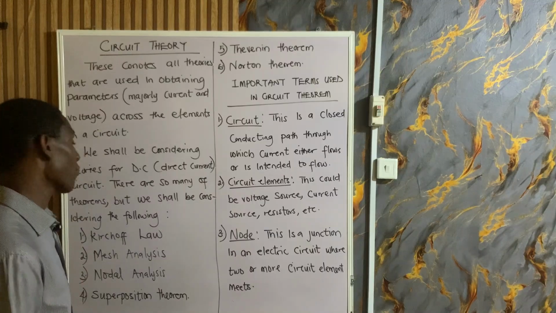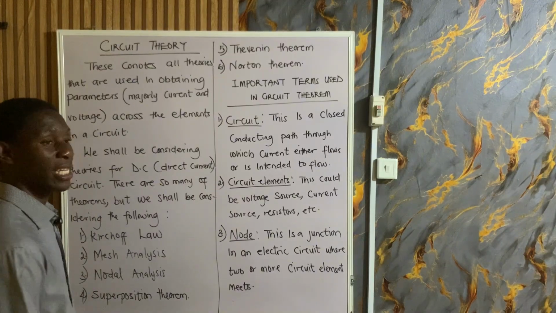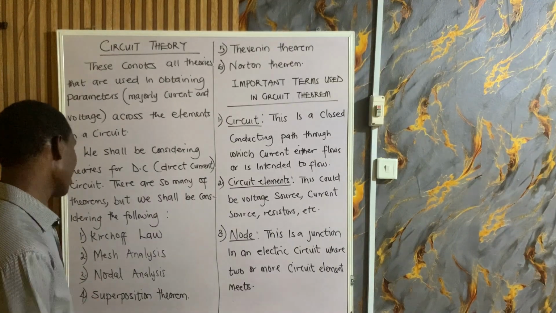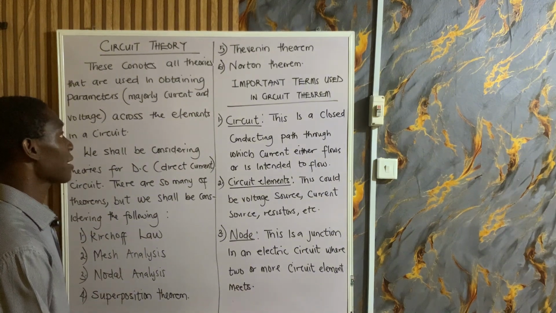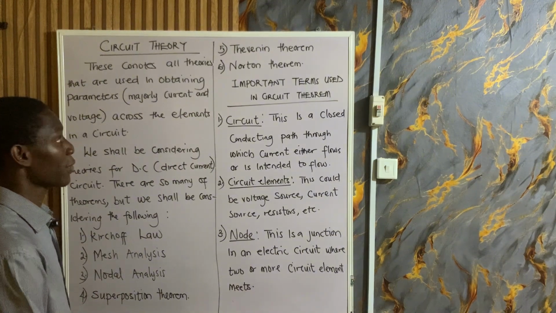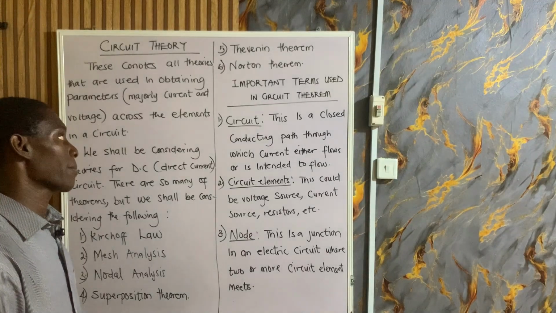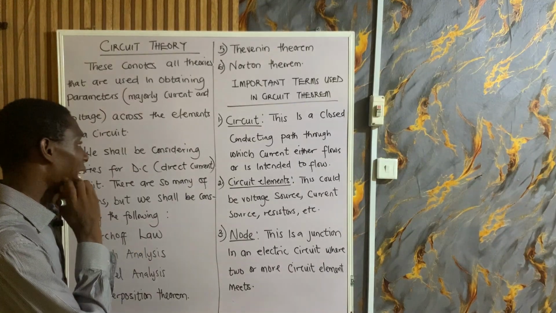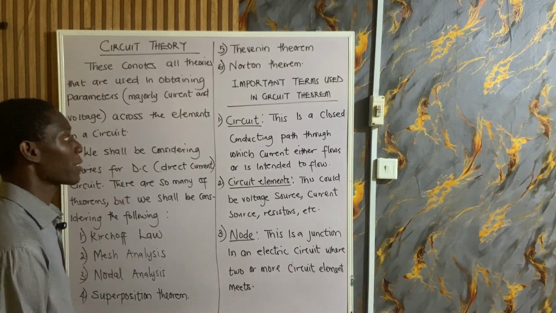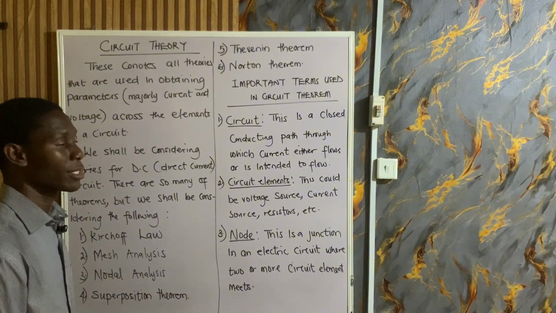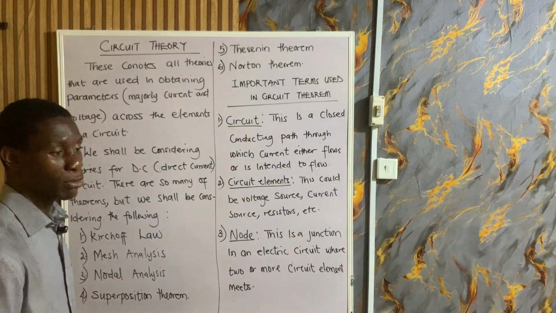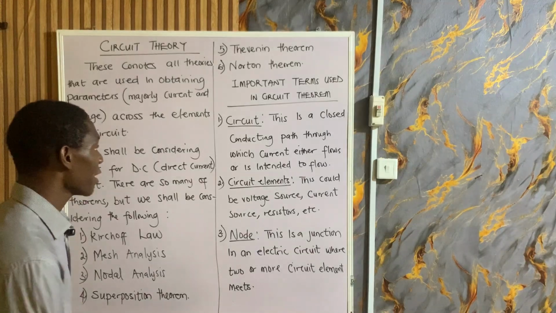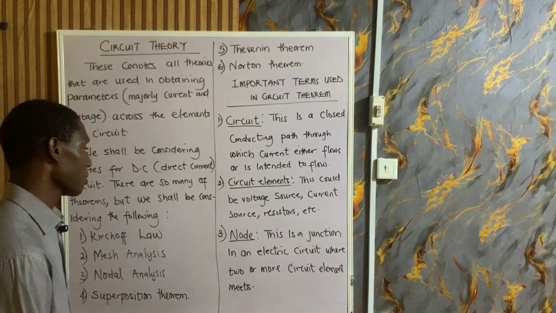1. Kirchhoff law. 2. Mesh analysis. 3. Node analysis. 4. Superposition theorem. 5. Thevenin theorem. And 6. Norton theorem. So now we want to consider important terms used in circuit theorem. Terms would often come up, so we have a clear understanding of what we are doing.